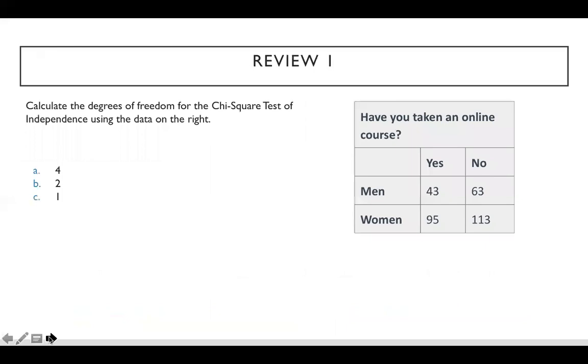Okay, review 1. Calculate the degrees of freedom for the chi-square test of independence using the data on the right.